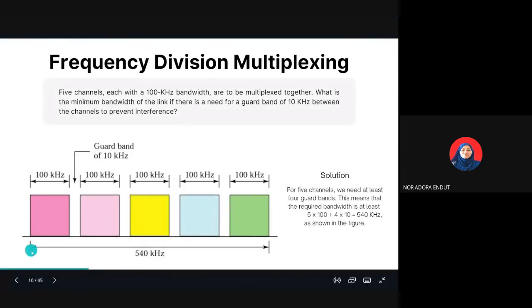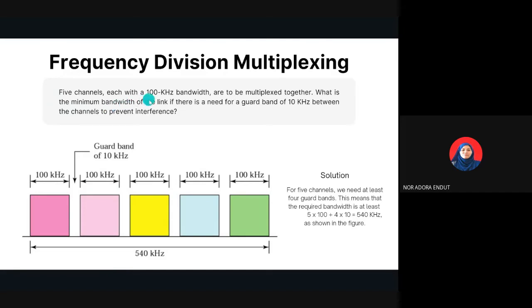So these are some example questions. I think you already have them in the slides also. Let's just look at them. This is an example kalau kita susun the frequency range and we want to prevent them from overlapping. Jadi kita ada sedikit guard band. This situation shows contoh macam mana susunan the frequencies if the situation requires us to have guard bands. 5 channels each with a 100 kilohertz bandwidth are to be multiplexed together.